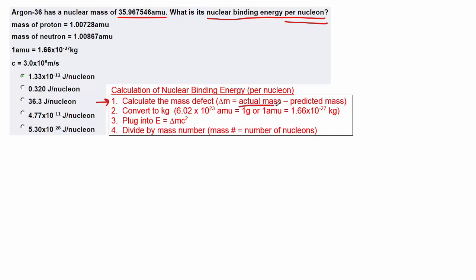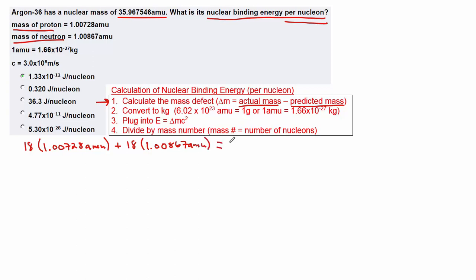Now we have the actual mass, that's what was provided in the problem, but we need to first get this predicted mass. You notice that the mass of a proton and neutron is given in the problem, and we should figure out how many protons and neutrons argon-36 has. Argon is atomic number 18, so that means it's going to have 18 protons. So we'll take 18 times 1.00728 AMUs to get the mass of the protons, and then with a mass number of 36, the other 18 are the neutrons, so 18 neutrons, at 1.00867 AMUs per neutron, and this will get us the predicted mass.